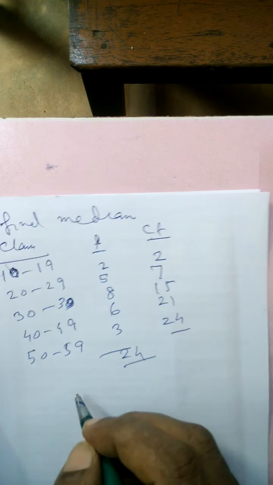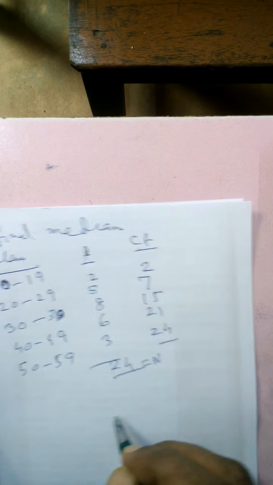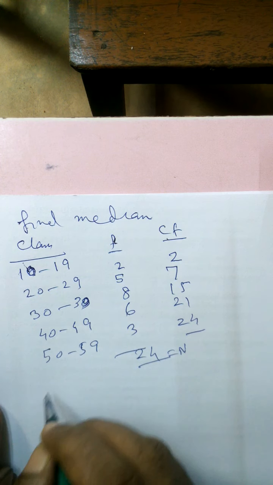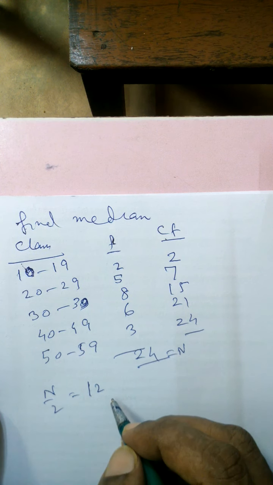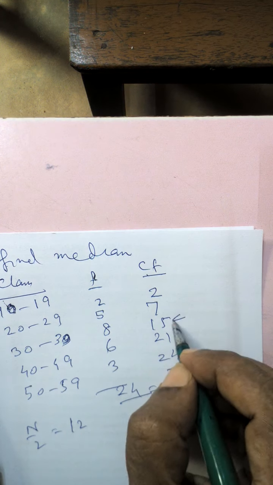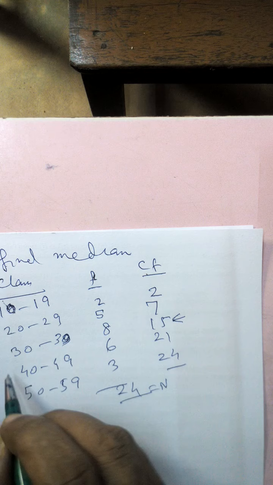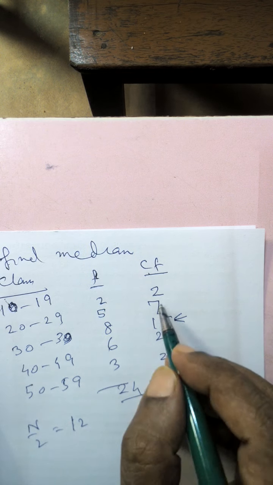Remember, this is n. In this case, we are not interested in n plus 1. It will be n by 2. N by 2 is 12. Now we have to identify where 12 is. 12 is more than 7, less than 15 cumulative frequency.